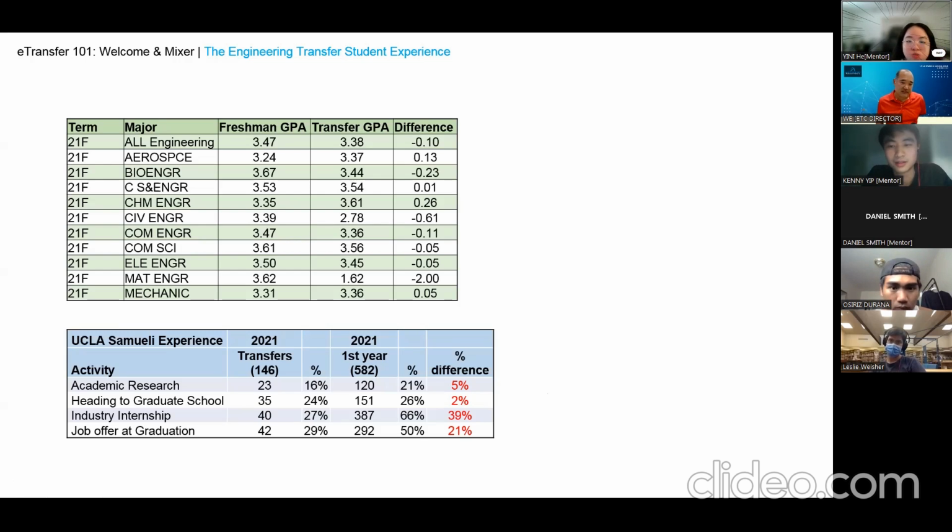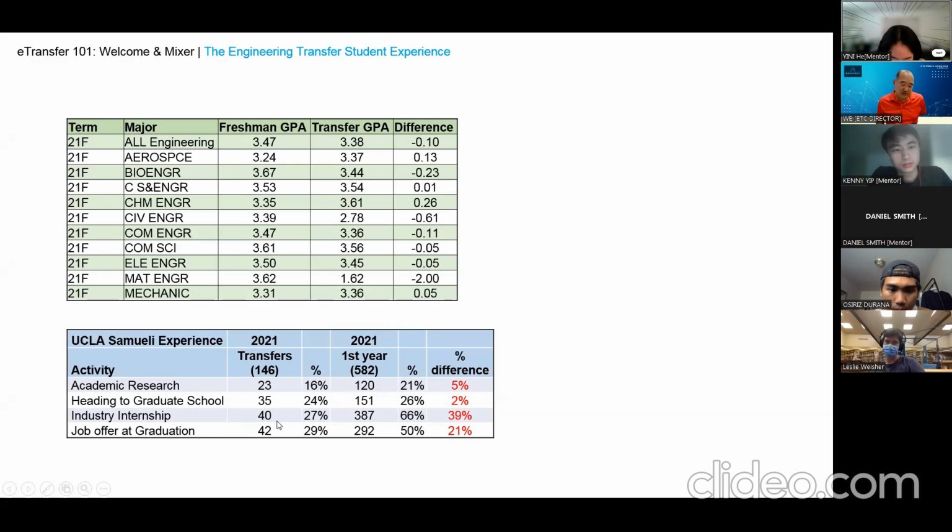I look at some of the extracurricular activities that really correlate to trajectory after graduation. First, we looked at the number of undergraduates who are doing academic research. The percentages of transfer students and first year students are around the same, with only about a 5% difference. Similarly, for heading to graduate school, there's only a 2% difference between the percentage of transfer students and first year students going to graduate school. This is the area that I want to change.